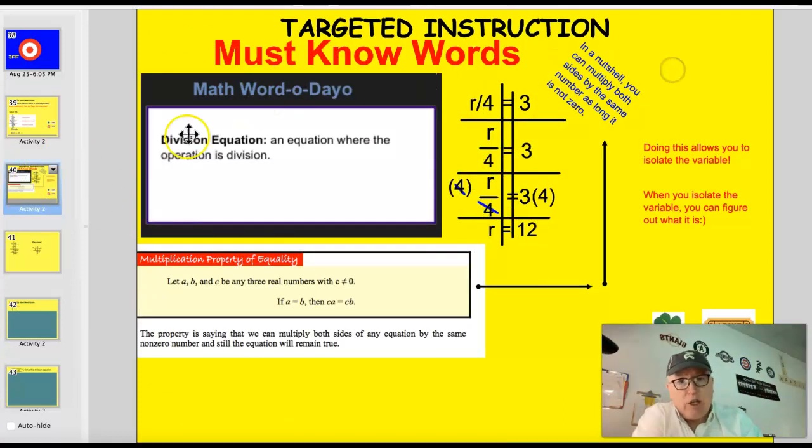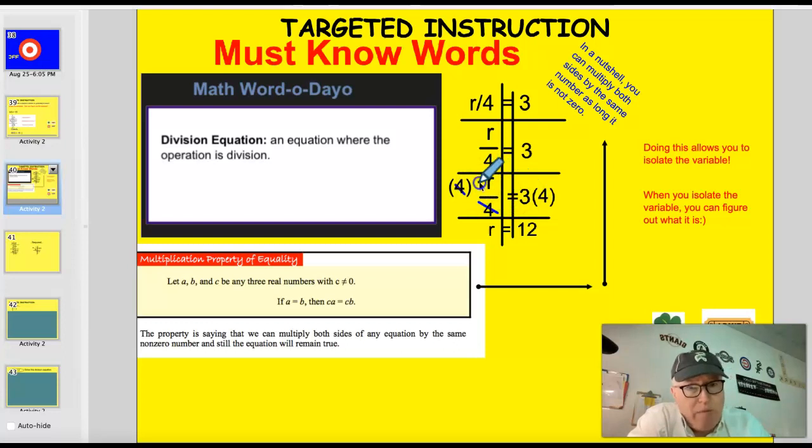All right. Let's take a look at another one here. Our vocabulary word of the day is division equation. That is an equation where division is the operation. We'll take a little closer look here. Here's r divided by 4 equals 3. Well, we know the answer is going to be 12 because 12 divided by 4 is 3. But the first thing we write is a fraction. r divided by 4 equals 3. And then these 4's are going to cross off when we multiply by 4 on both sides.